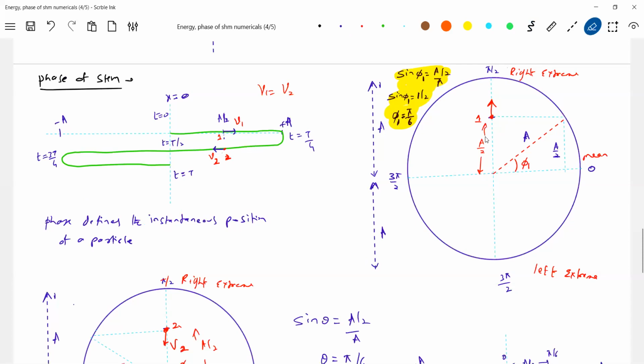Some small correction is there. It should have been like this. Then this will become pi, this will become 2 pi. When it returns back, it will become 2 pi. I think it is understood.